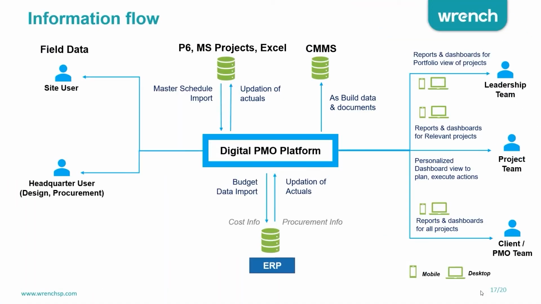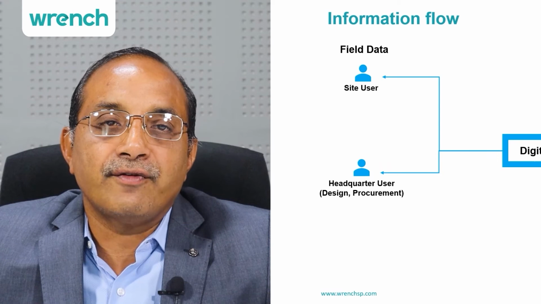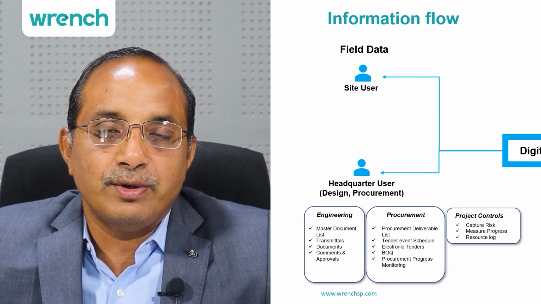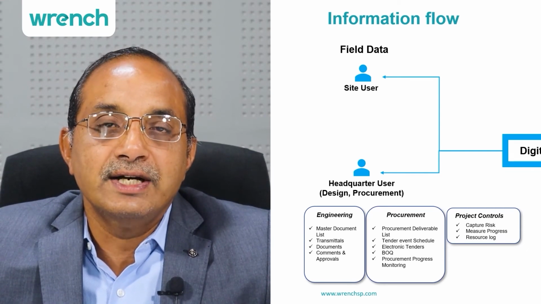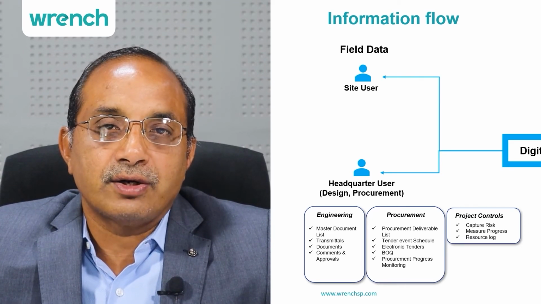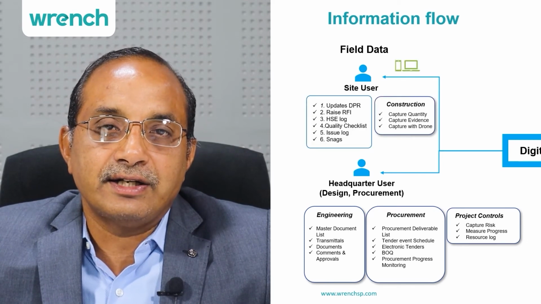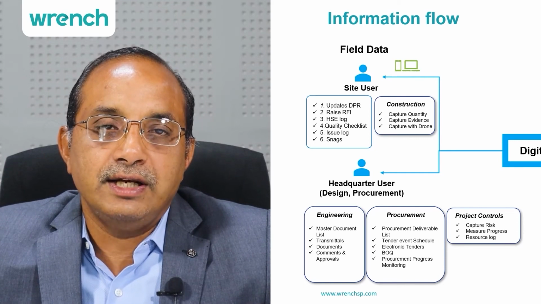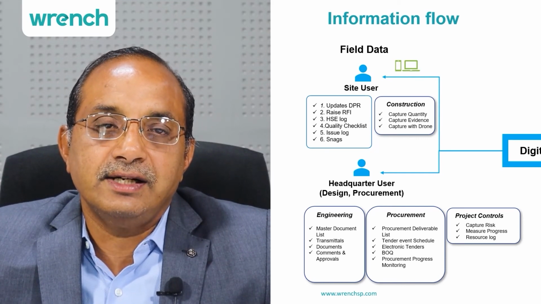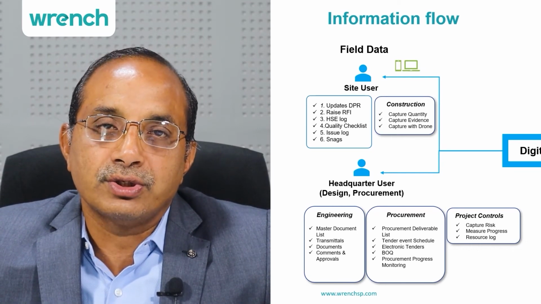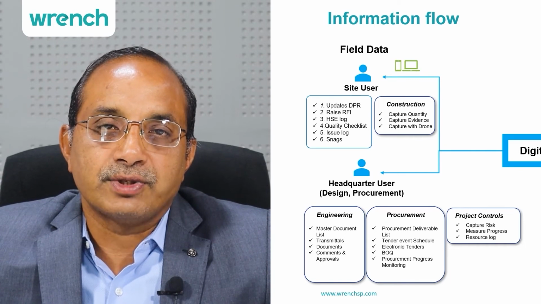There are different sources of information. So you have the data coming from the engineering, procurement and project control from the head office, where people work as teams. So where you have your master deliverable list, you have your procurement list, and your risk information and cost information. And then from the field, you capture the field level data, that is the daily progress report, the HSE reports, the safety, quality, and the various logs, snags, etc. And also the construction progress in terms of the quantities, and also you can integrate with drones, or people can take pictures from site as evidence.